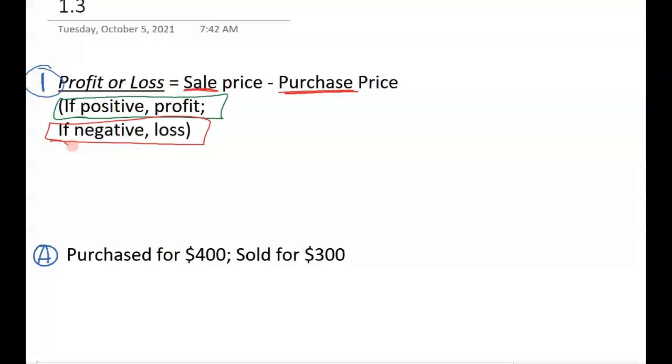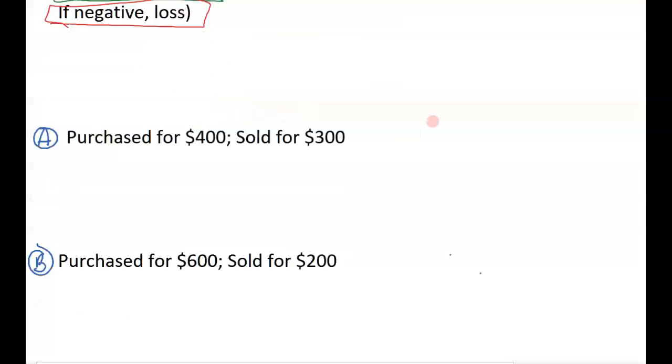So for instance, if your parents thought Beanie Babies were the wave of the future and they spent $100 on Beanie Babies and then they went to sell them and could only get $5 for them, they took a loss because their sale price was lower than the purchase price, meaning that they did not get back what they spent on them. So look at a couple of quick examples.